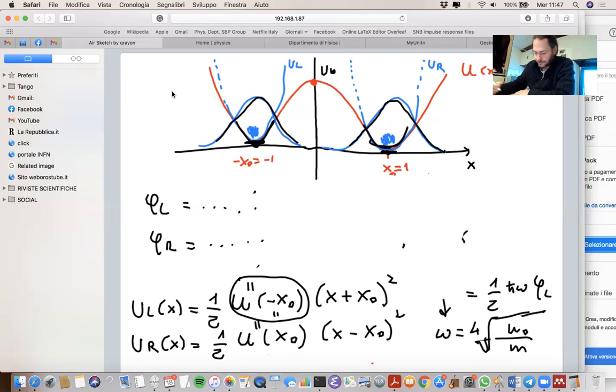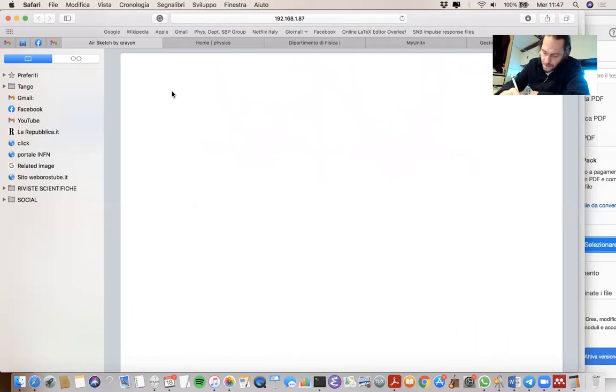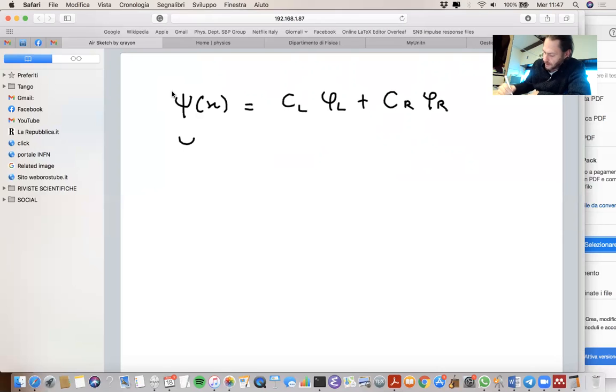Now, next step, we assume that my wave function for the ground state and the excited states are one coefficient, let me call it c left, phi left, plus one coefficient c right, phi right. And I'm neglecting all other terms in the expansion because I thought I have such a great intuition that I can stop the expansion here.